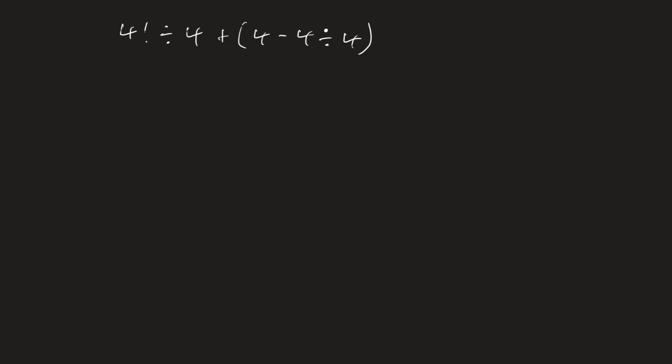Today's problem is to evaluate 4 factorial divided by 4 plus, in brackets, 4 minus 4 divided by 4. Recall that factorial means that we multiply 1, 2, 3 up until the number. So 4 factorial is 4 times 3 times 2 times 1. The only other thing to keep in mind is the ordering of operations. Division and multiplication take precedence over addition and subtraction.